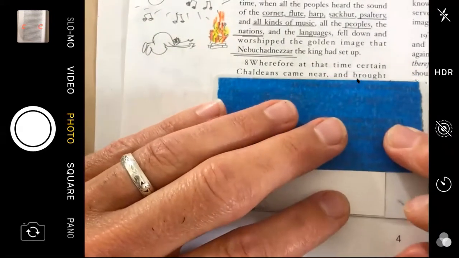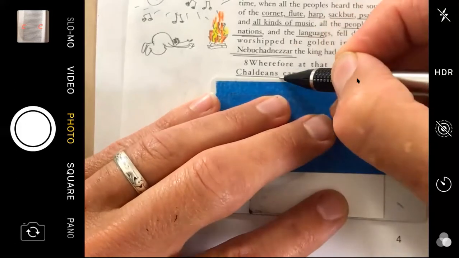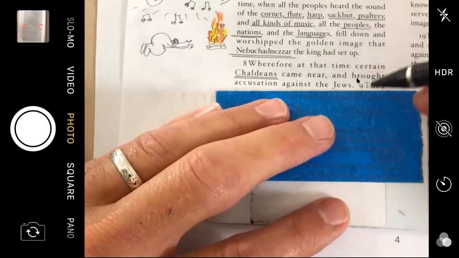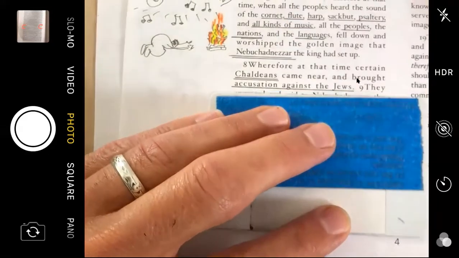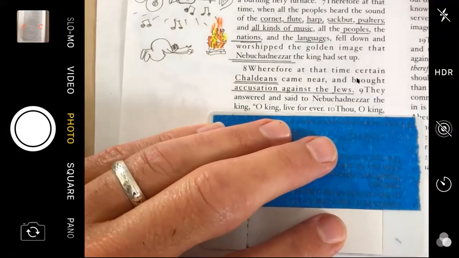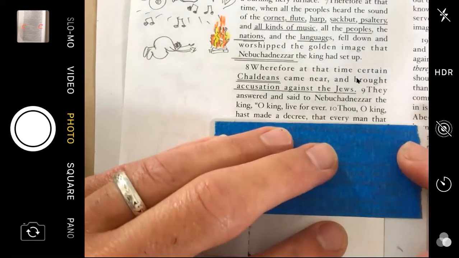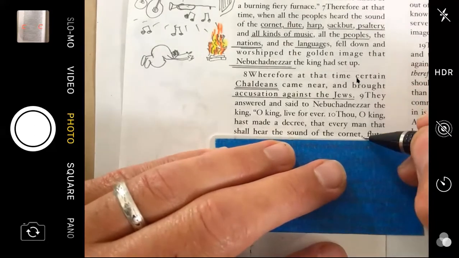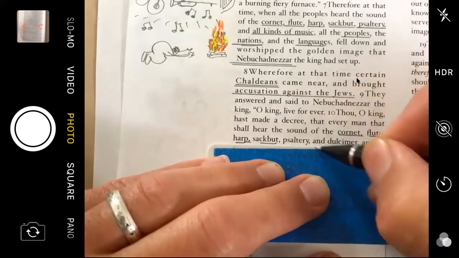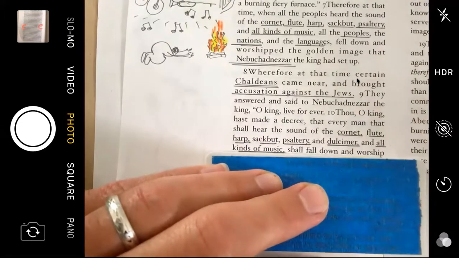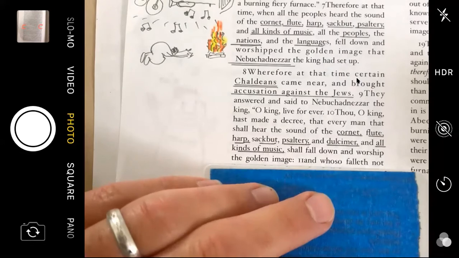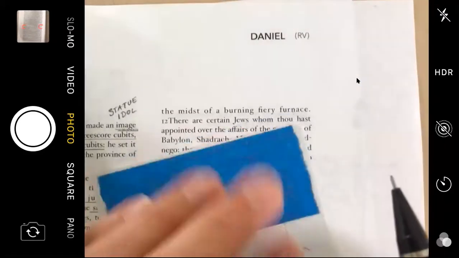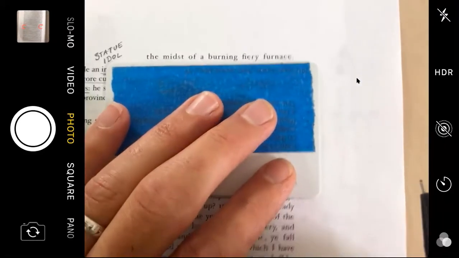Therefore, at that time, certain Chaldeans, who were some of the peoples that were with the Babylonians, came near and brought accusation against the Jews. They answered and said to Nebuchadnezzar the king, O king, live forever. You, O king, have made a decree that every man that shall hear the sound, here we go again, of the cornet, the flute, the harp, the sackbut, the psaltery, and the dulcimer, and all kinds of music shall fall down and worship the golden image. And whoso falleth not down and worshipeth shall be cast into the midst of a burning fiery furnace.